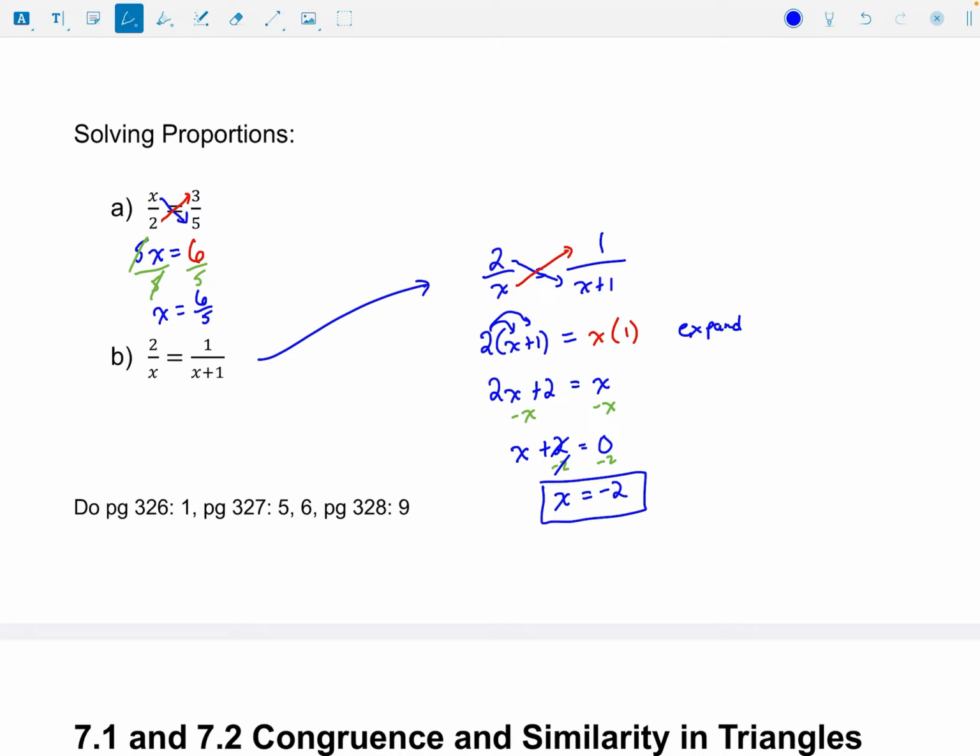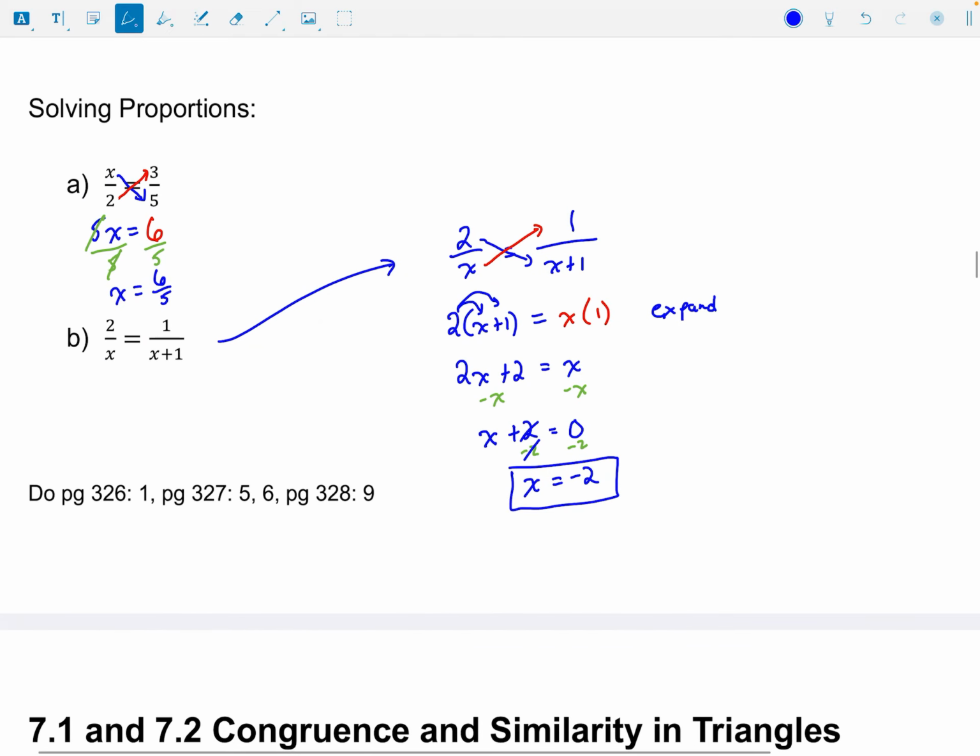Just as a little reminder, whenever you find a solution, you can check your answer. So let's just check it for fun. So what you do is you go back to the original question and you plug in negative 2 for x. We got 1 over negative 2 plus 1. So how do we check it? Well, we just do the math associated with it. What's 2 divided by negative 2?